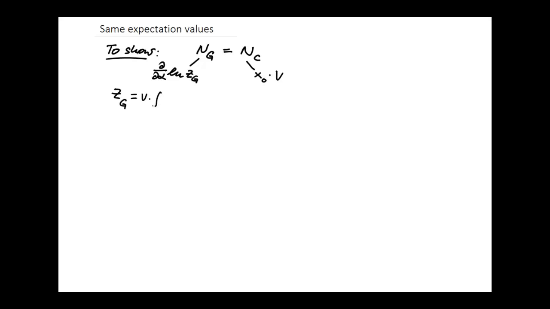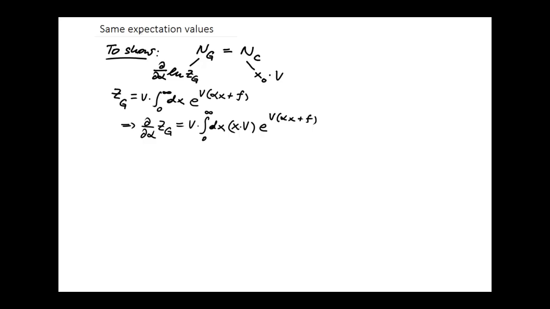That was volume times this integral from 0 to infinity, dx, and then e to volume times alpha x plus this function f. When we take the partial derivative of this with respect to alpha, then we get the same exponential back, and the inner derivative is x times the volume, and then times the same exponential. Now, as before, we can approximate the exponential by a Gaussian. We can do the same Taylor expansion as before and write this in the form e to the alpha x naught volume, e to volume times the function evaluated at x naught.